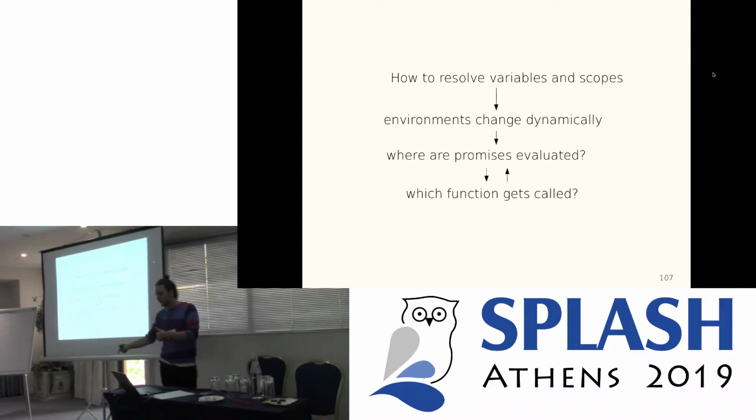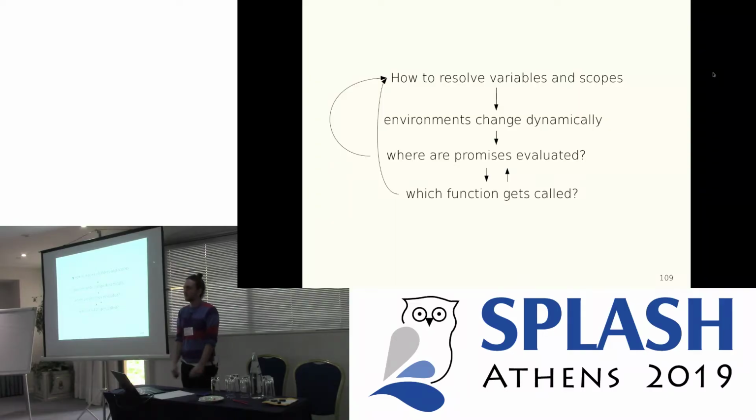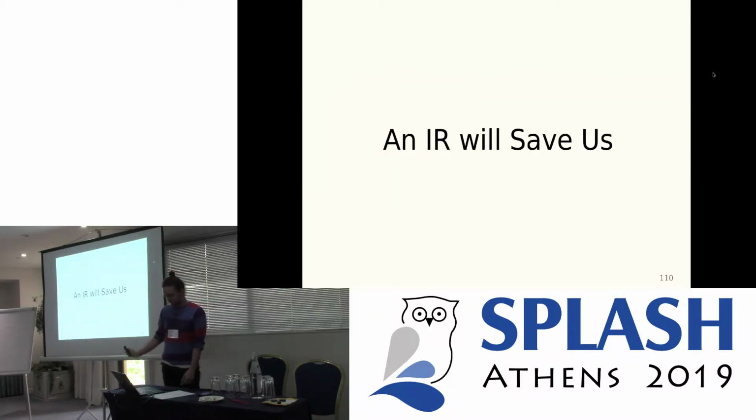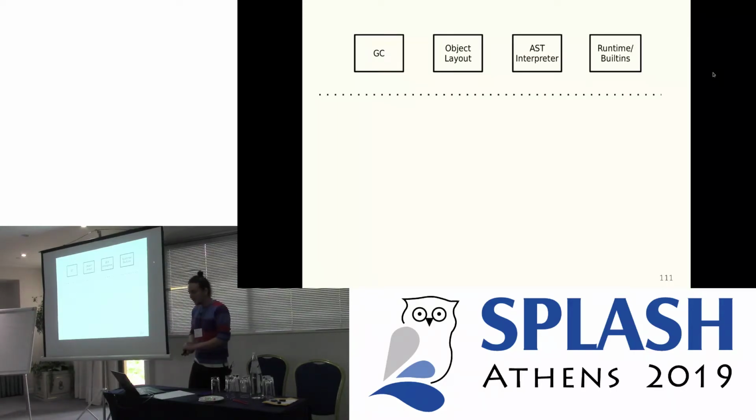So promises get created by calling functions, functions evaluate promises, so there's circularity here already. But then to trace promises and function calls, there is, of course, even more circularity. So let's look at the IR that we came up with to analyze scopes. And this is sort of just an overview of the whole system.